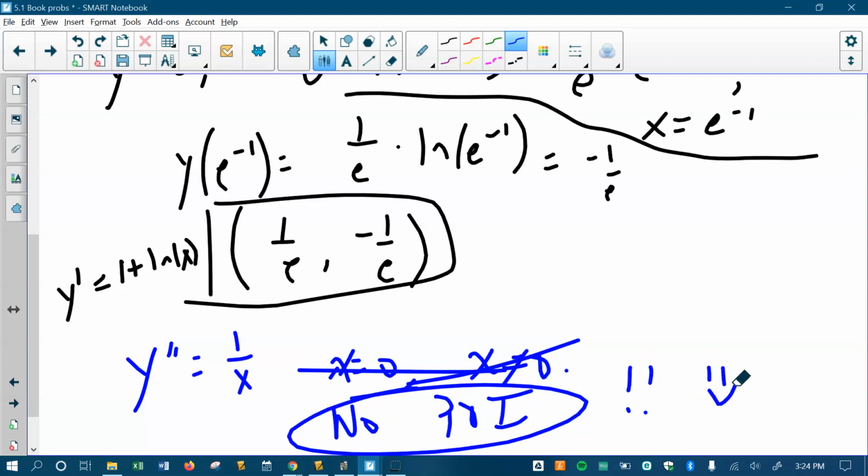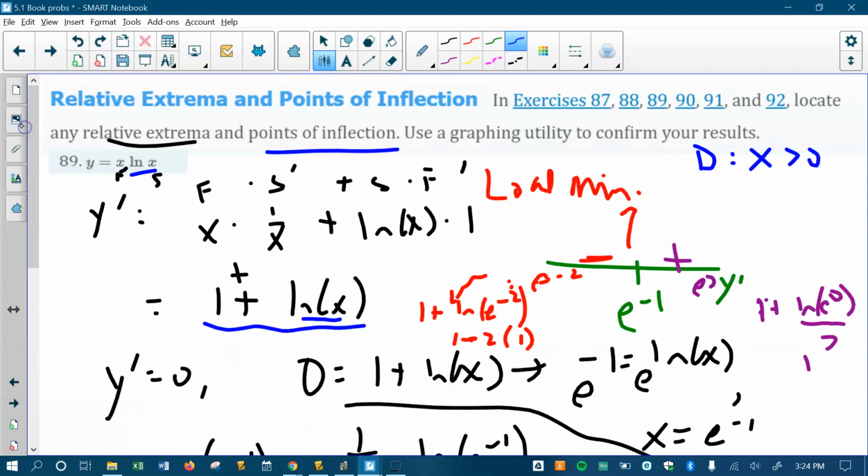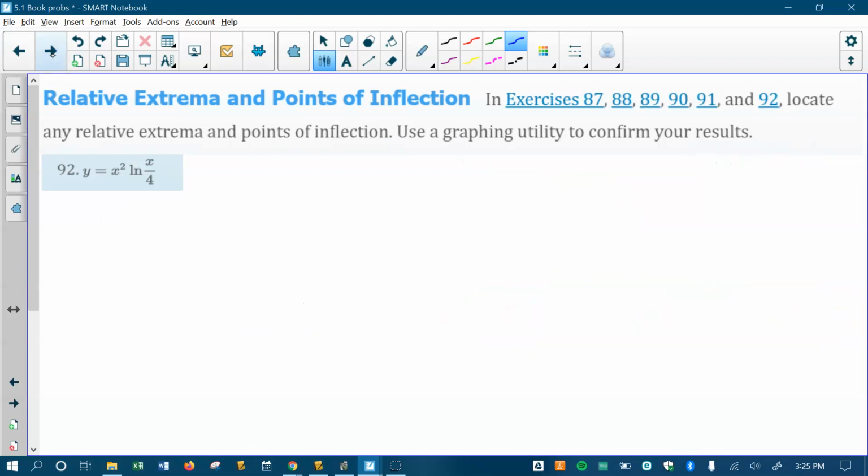You can use the graphing utility to check your result, and you can do that on your own. Next, 92. Horrible problem. Same problem of the extrema. So y prime is equal to, let's do first times second prime plus second times first prime.